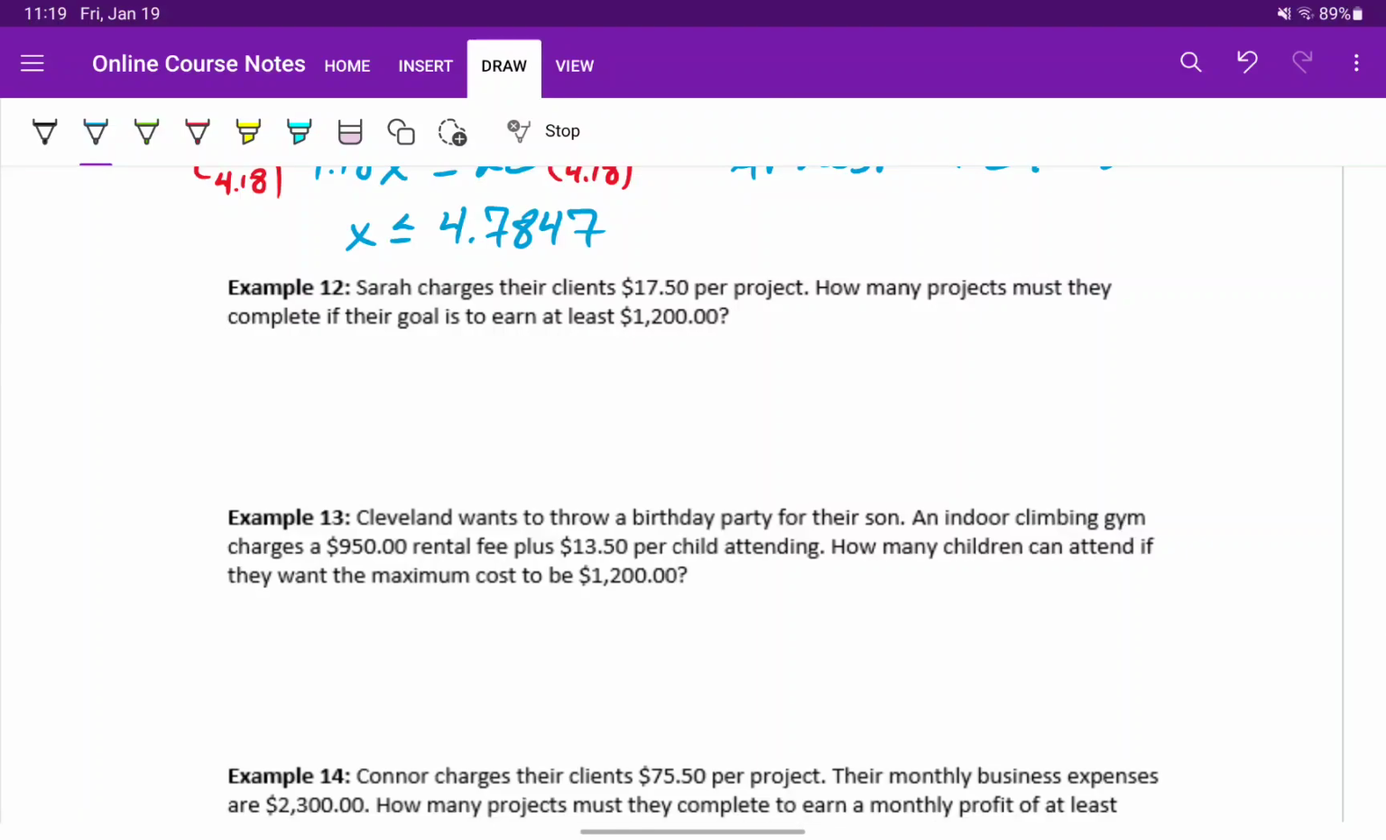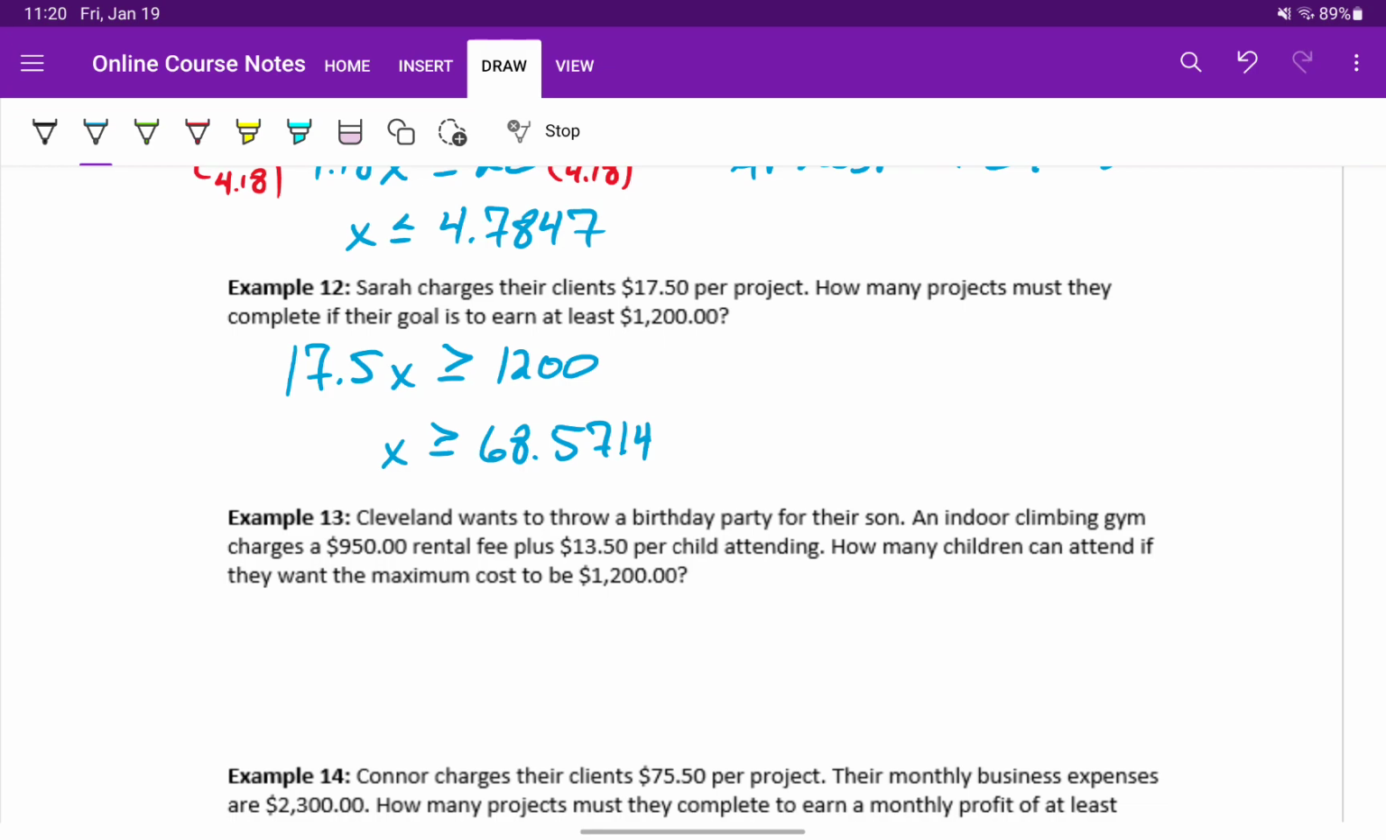In example 12, Sarah charges their client $17.50 per project. How many projects must they complete if their goal is to earn at least $1,200? So we charge $17.50, 17.5, times x per project, and we want that to be greater than or equal to $1,200, so that we're earning at least $1,200. Dividing both sides by 17.5 would give us x is greater than or equal to 68.5714.